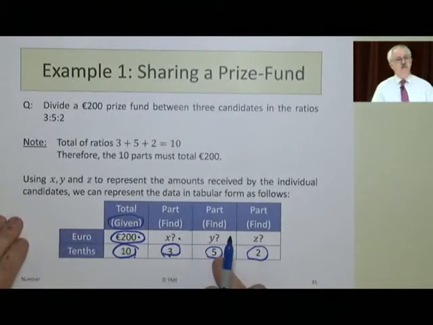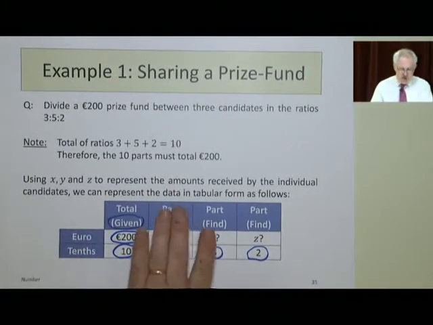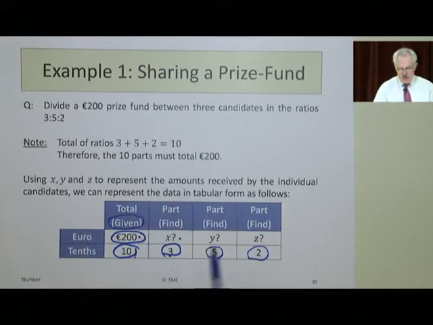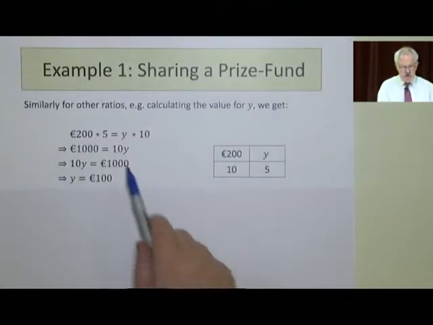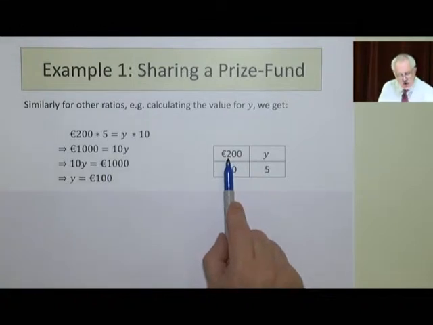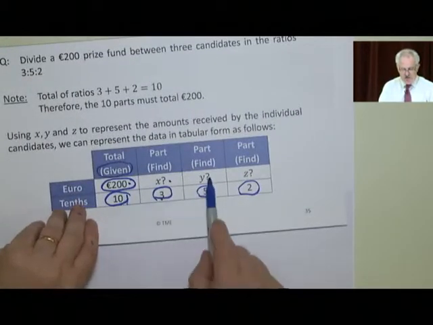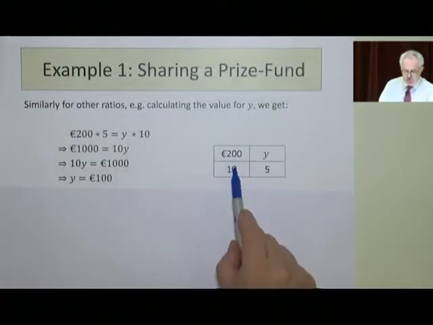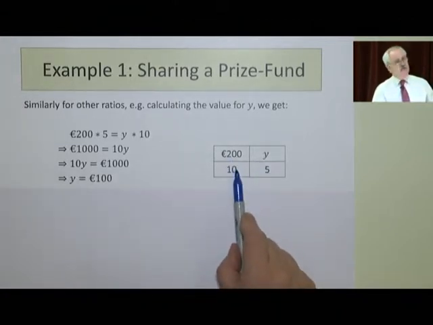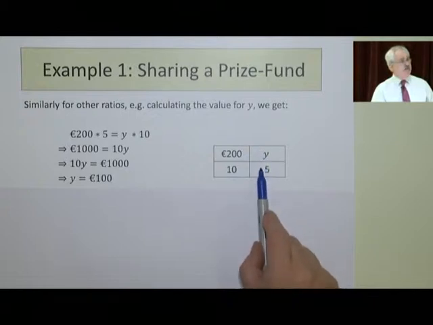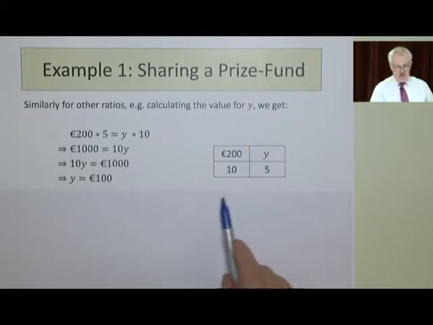Now, what would somebody get for 5 shares? Well, again, I could just ignore this column here in the middle and just take the 2 beside it. I know the 200, I know the 10, I don't know y, and I do know 5. So I draw it the same way. The 200, the 10, the y, and the 5. 10 units gives you the whole lot. I had 5. We know it's half.